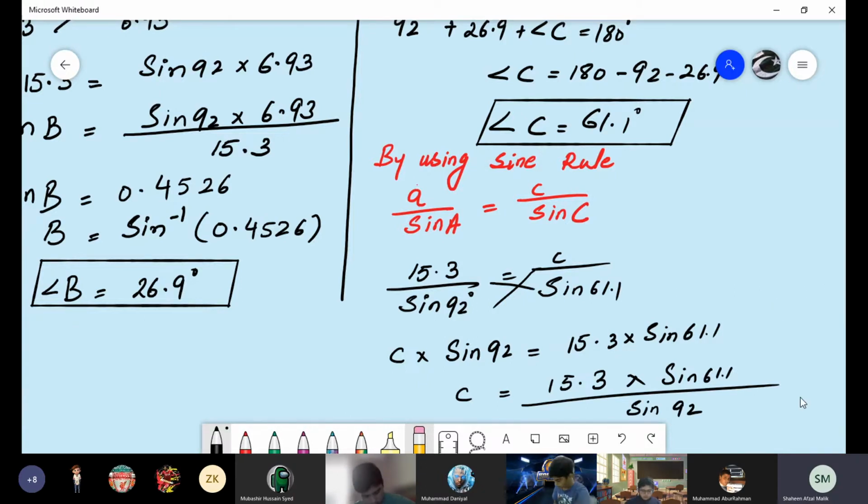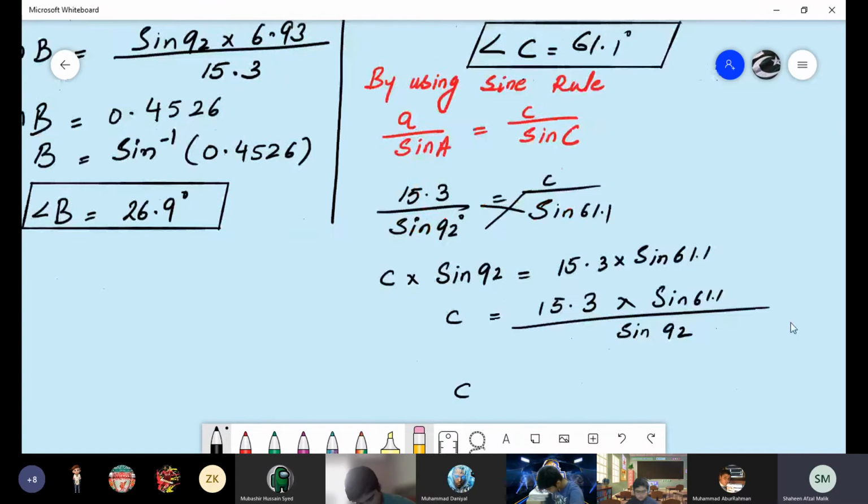Yes, my dear students, tell me the answer for the C. What's the answer for C? You can write all these three values together on the calculator. Ma'am, 13.4027. 13.4 centimeters.